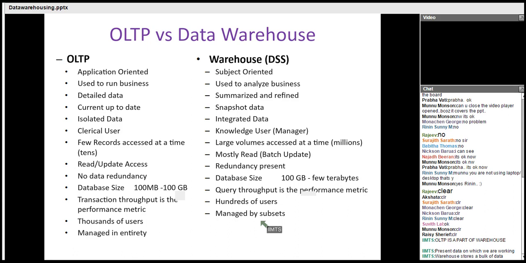It stores the present data on which we are working, while warehouse stores a bulk amount of data or heavy amount of data. That is why it is written here that the database size in OLTP is between 100 MB to 100 GB, while database size in warehouse is between 100 GB to a few terabytes. So here the data is up to date, the data is detailed, while here there is a snapshot of data. Data is summarized and refined. It is used to run business. It is used to analyze business. It is application oriented. Why is it application oriented? Because we are working presently on the system, while it is subject oriented.